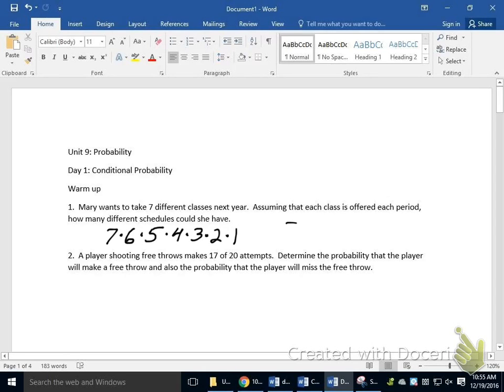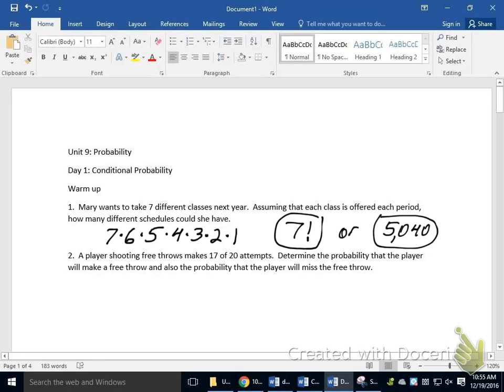Now, the answer here would be 7 factorial, is how I often see the answer presented, or you could actually answer with 5040. And that's typically how I'm going to be seeing it on tests and in the book and stuff like that. They'll actually give you a numerical value.